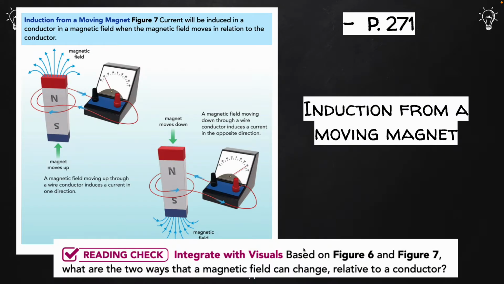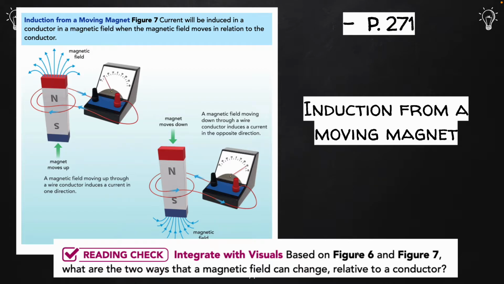On 271, induction from a moving magnet. Current will be induced in a conductor in a magnetic field when the magnetic field moves in relation to the conductor. So a magnetic field moving up through a wire conductor induces a current in one direction. If I look at this picture on the left here, I see the magnet moving up, magnetic field in one direction. When I move the magnet down, a magnetic field moving down through a wire conductor induces a current in the opposite direction. So on 271, we have a reading check question.